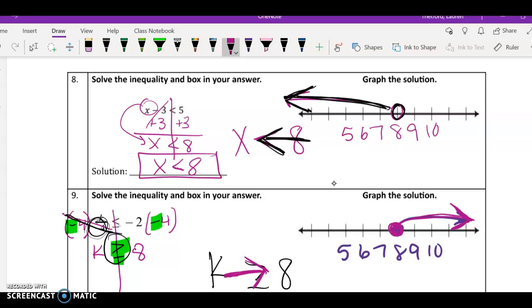Let me redo this for you guys. This less than sign kind of looks like it's pointing to the left. That's telling us what direction our graph goes. So at 8, it'll be an open circle going to the left. And the reason it's an open circle is because there's not a line under the inequality.